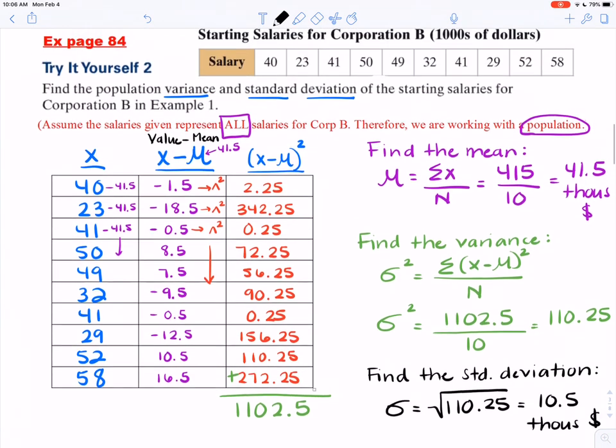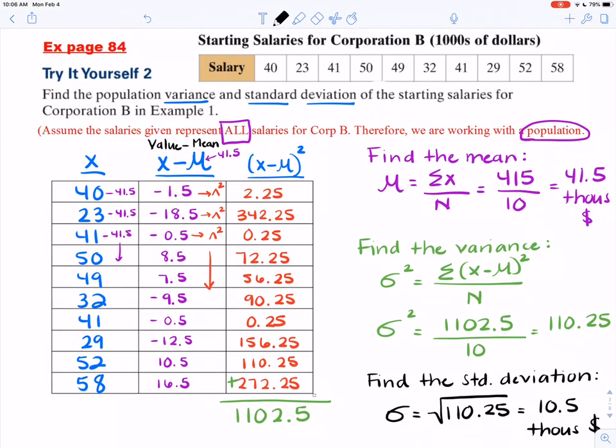Now, again, remember standard deviation is talking about spread, variation. So the mean tells me that my central salary is about $41.5 thousand. The standard deviation tells me how much the values differ or vary around that mean. So we would expect our salaries to go down about $10.5 thousand from that mean, and we would expect our salaries to go up about $10.5 thousand from that mean. Okay, so again, standard deviation, how much do the values differ from that central mean?